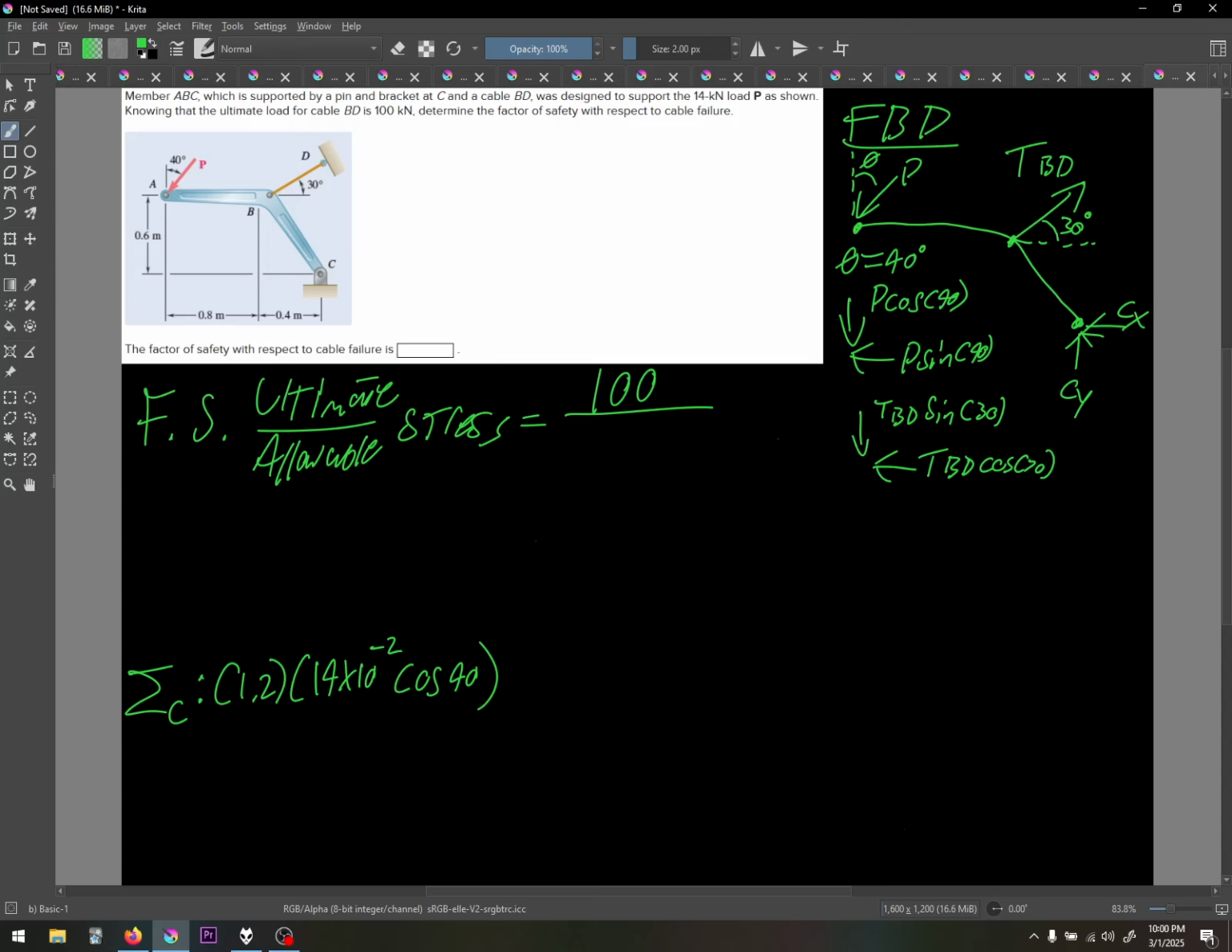And that's going to be pushing this counterclockwise, so that's positive, plus this is also pushing counterclockwise. Counterclockwise is positive, so now we have sine of 40. How far is it up and down? It's going to be 0.6. 0.6 times 14 times 10 to the negative 2 sine of 40.